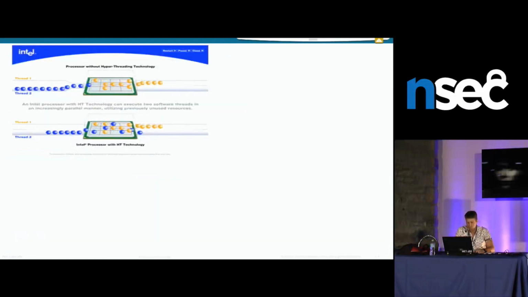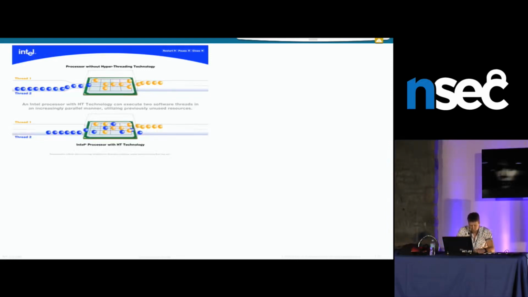Then I did some more research, and I found this nice picture from Intel. It shows that when you are running with hyperthreading enabled, some operations, instead of running in parallel, have to be serialized one after the other. That's the picture showing that.